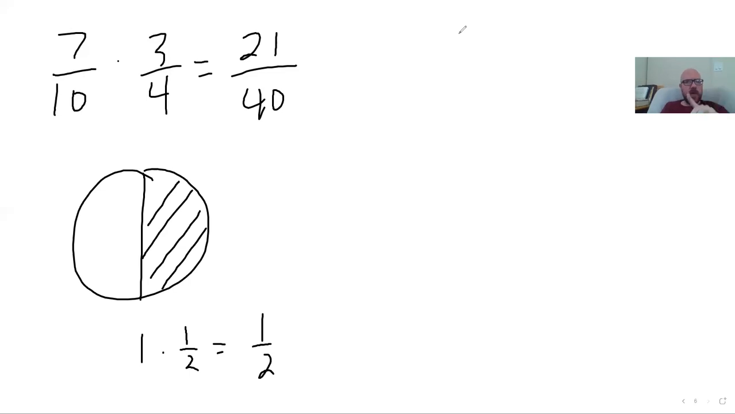I said that you actually want to do that in the other order. You actually want to reduce first and then multiply, just because it makes it easier, which we'll see in just a second. But that's the basic idea. Of usually means multiply with fractions.